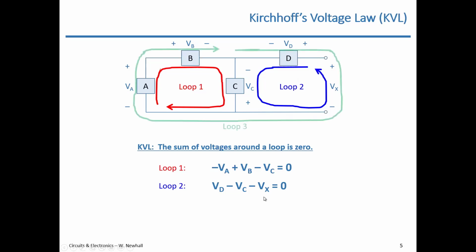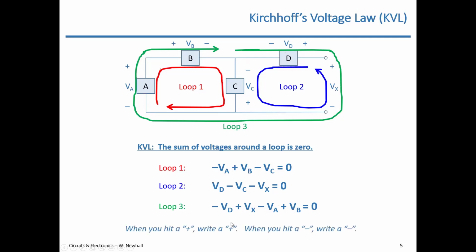I can write an equation for loop 3. So start here, minus VD plus Vx minus VA plus VB, back to the starting point. Don't forget, right, equals 0. Okay, so I like to follow that approach where when I hit a plus, I write a plus. When I hit a minus, I write a minus. Now, some folks are bothered by that. Some professors, some TAs teach it differently. They teach it exactly the opposite of the way I write it.